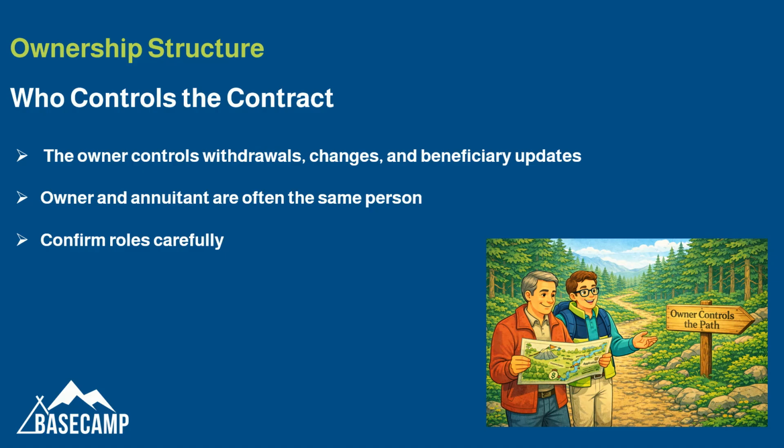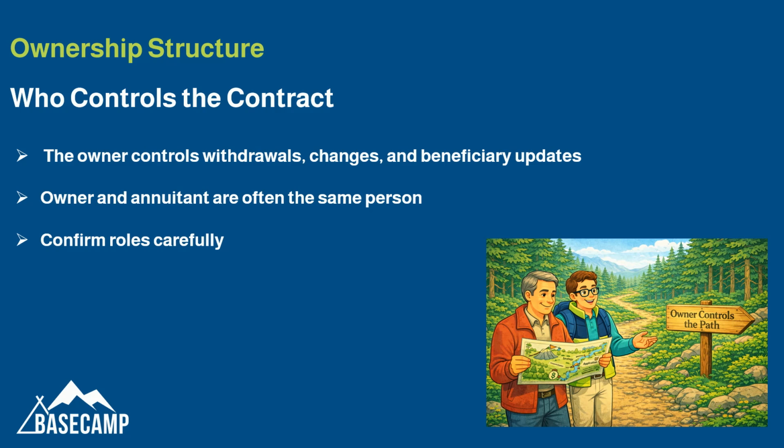In many situations, the owner and the annuitant may be the same person, but that isn't always the case. Depending on the client's situation, these roles can sometimes be structured differently. Because of that, it's important to review these designations carefully while completing the application. Taking a moment to confirm who will be listed as the owner and who will be listed as the annuitant can help ensure the application reflects the client's intentions accurately.